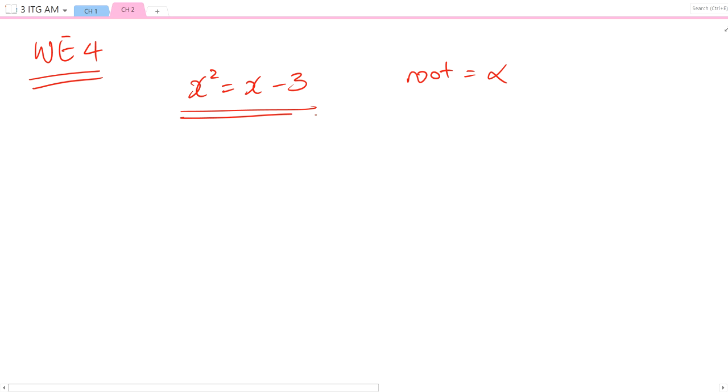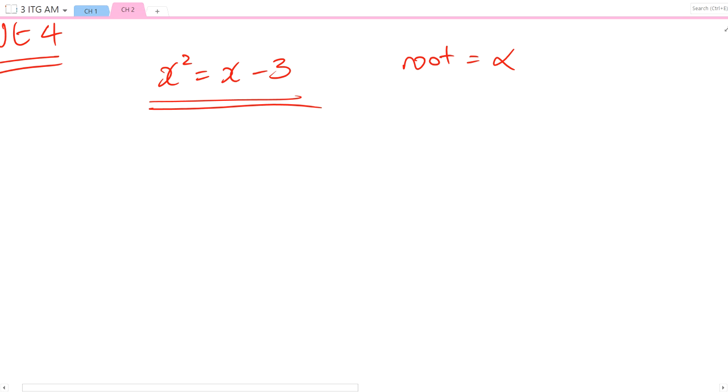When you see this, is it quadratic? Is the highest power 2? Yes. Do we have next highest power as 1? Yes. Do I have a constant? Yes. So, do you like it in this form? No. Change it to x squared minus x plus 3 equals 0.